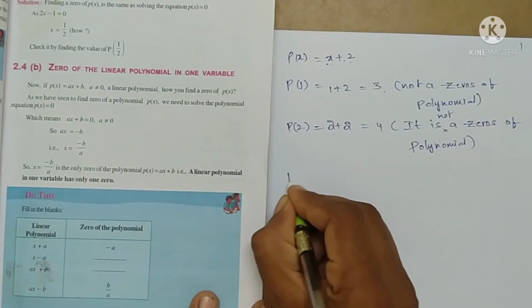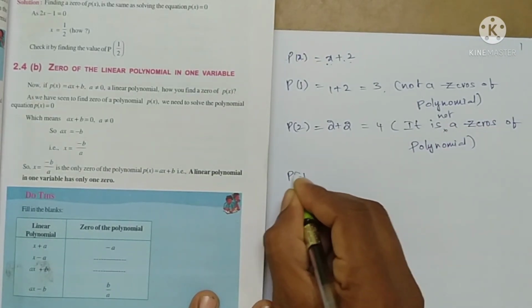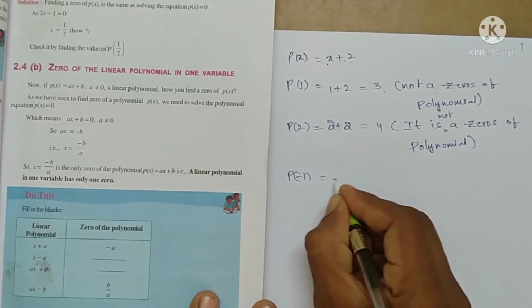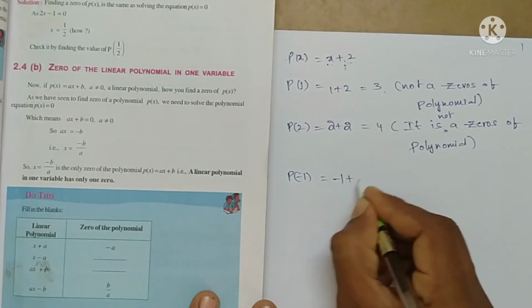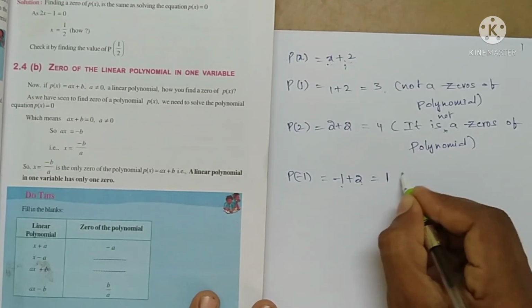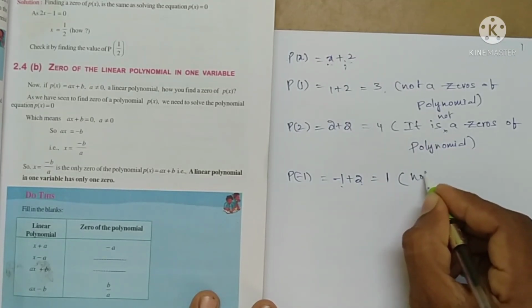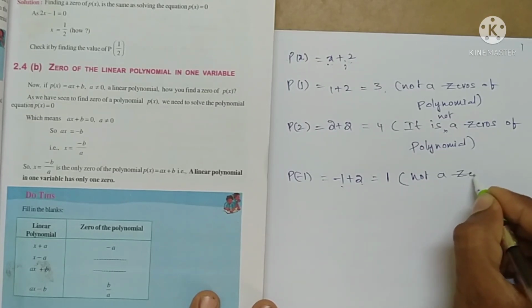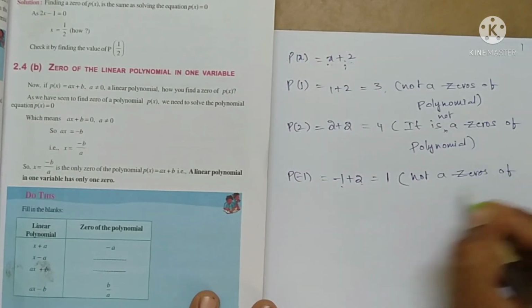So let us take P of minus 1, which is minus 1 plus 2. Result is 1, right? So it is also not a zero of the polynomial.